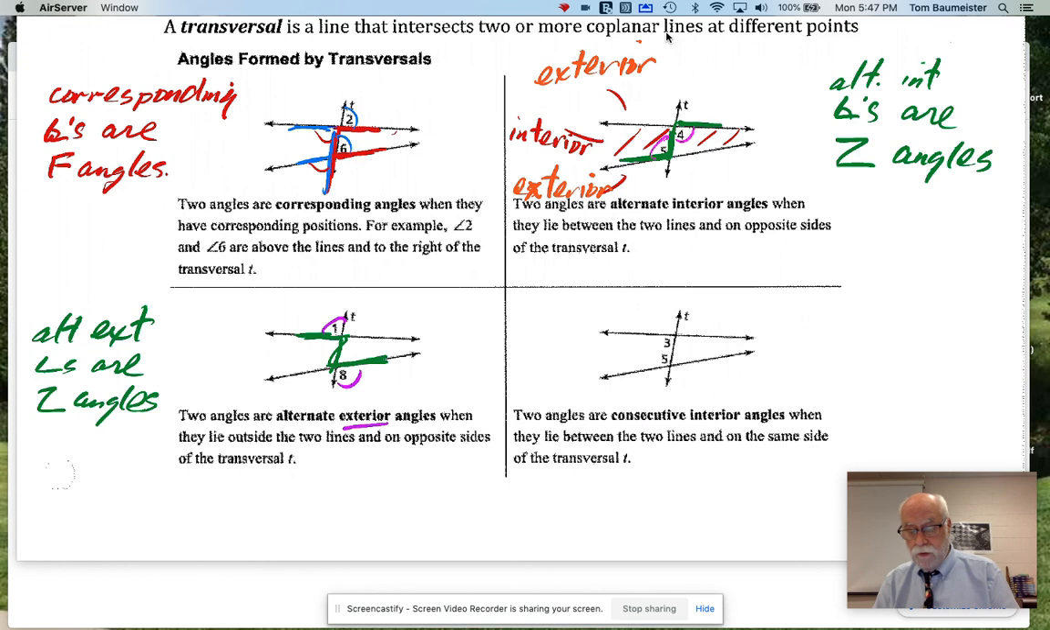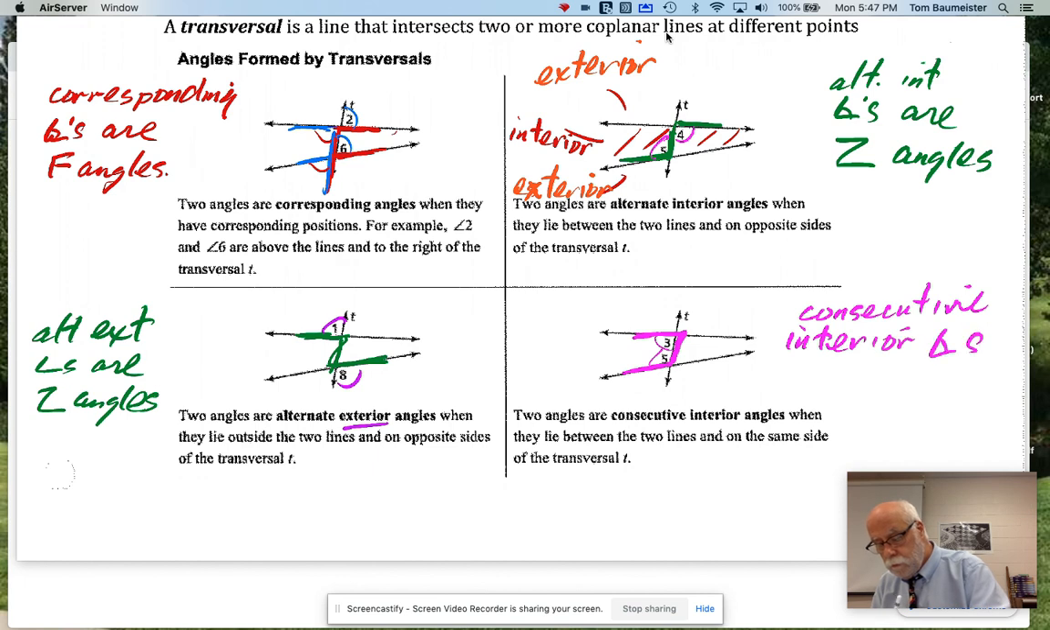And then the last ones: two angles are consecutive interior angles when they lie between the two lines. So they're on the interior of the two lines and on the same side of the transversal. So here, why don't you tell me what kind of pattern we have? We show a C pattern. So consecutive interior angles are, if you think about it, a block C, or C angles.